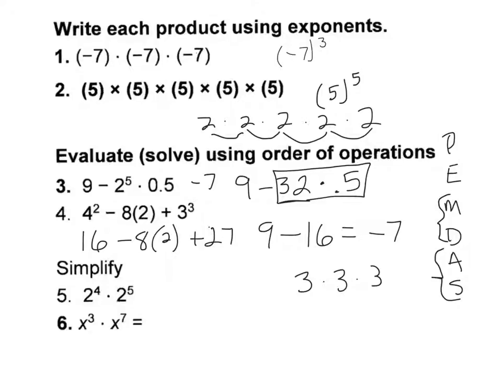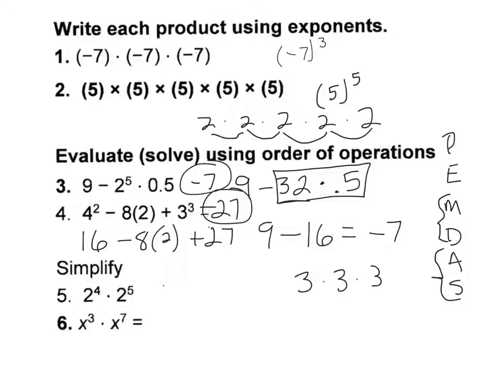So now I'm looking at this problem again. Any parentheses? No. Any exponents? No. Any multiplication or division? Yes. I have multiplication. So I have 16 minus 8 times 2 is 16 plus 27. 16, take away 16 is 0. 0 plus 27 is 27. So my answer here would be 27. Let me clean this up a little bit.